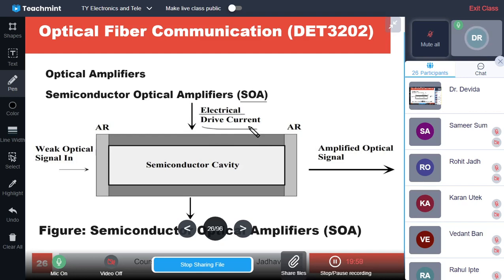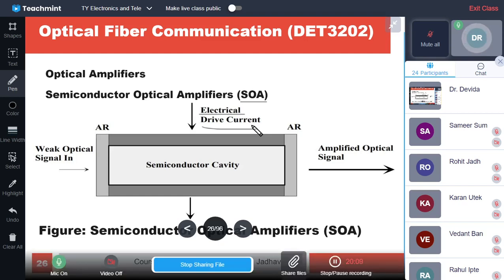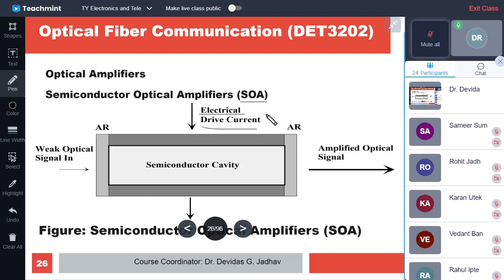But SOA can also run on an electrical drive. So this electrical pump is used, and it provides the energy to take a large number of atomic structures from a lower energy state to a higher energy state. That's why population inversion will now have the inverted population from the equilibrium.